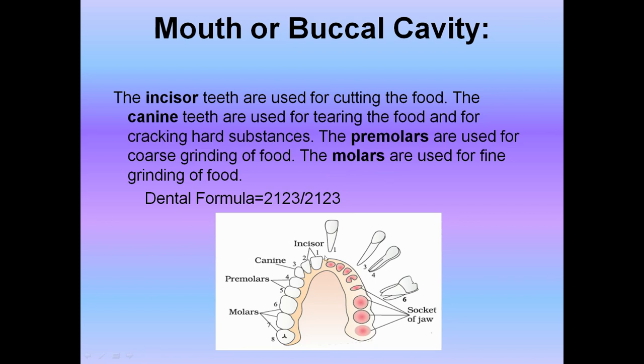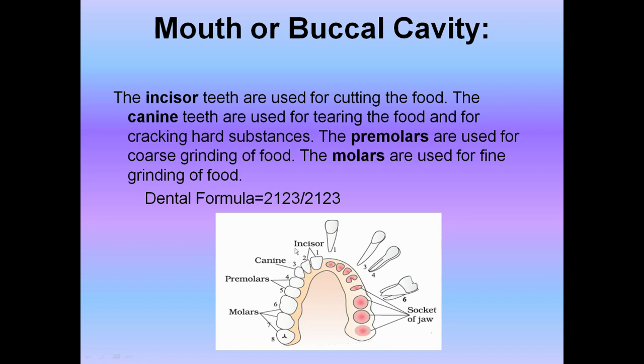Now look at the diagram. We have incisors, canine, premolars, and molars. You can see the single tooth as well. This is the incisor, then this is your canine, this is your premolar, and this is the molar. Molar is something having a very deep socket.